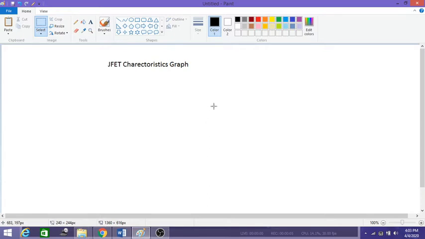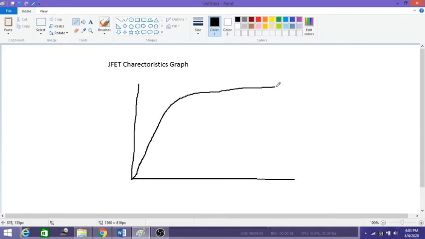So in the last lecture you have seen the working of the JFET transistor. Now in this lecture you are going to see the characteristic graph of JFET. So you all know that the JFET output characteristic graph looks like this, where the current reaches its maximum value. This we call IDSS, the source to drain saturation current.